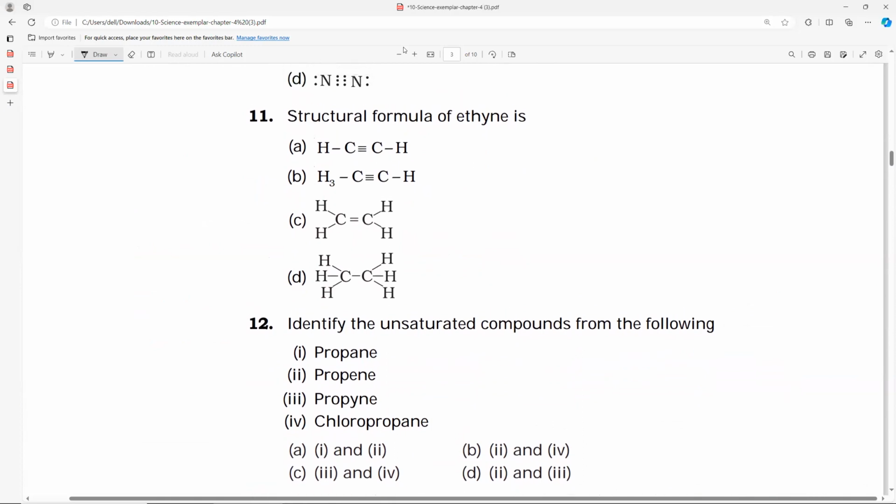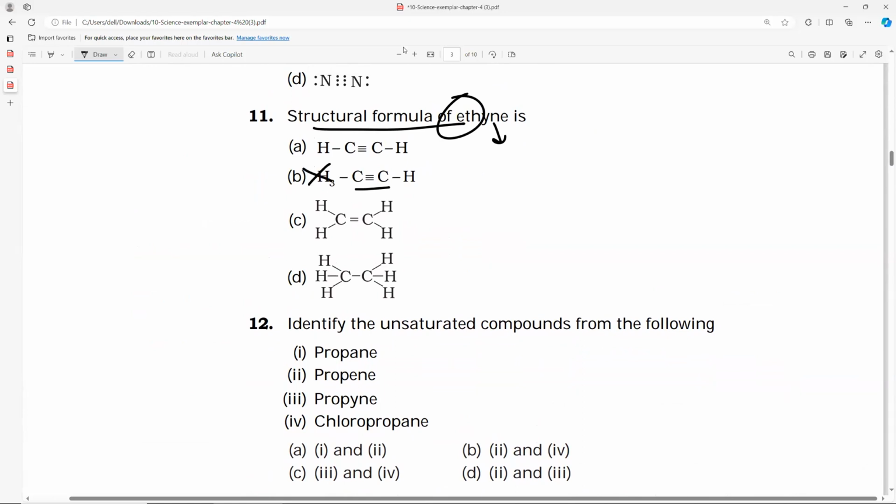Ethyne. The structural formula of ethyne: eth means 2 carbons, yne means triple bond. So which one is the correct one? Which one would be correct? Option A also has a triple bond, but here it has 3 hydrogens, which is not possible.